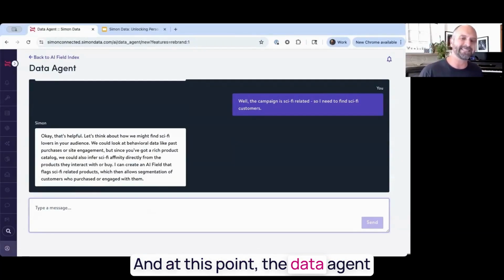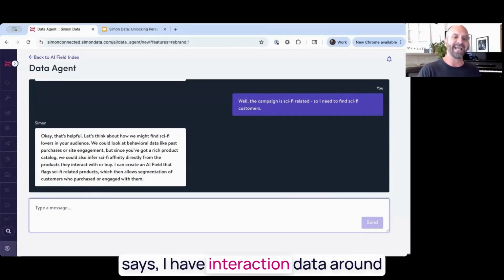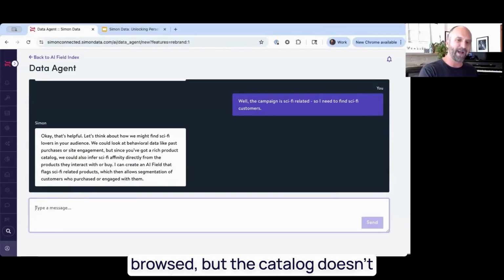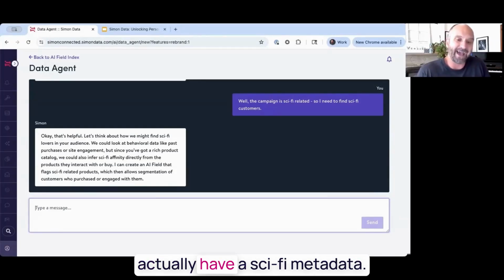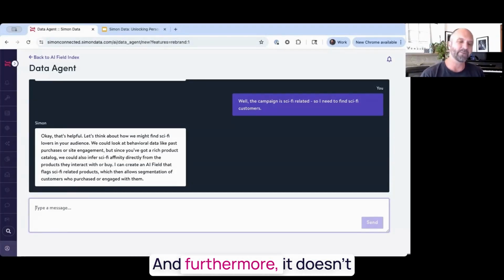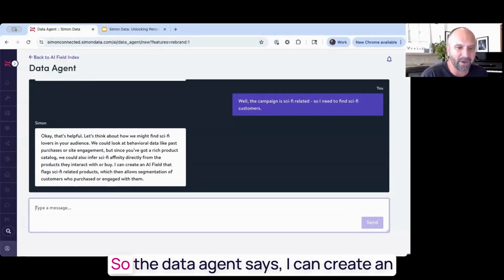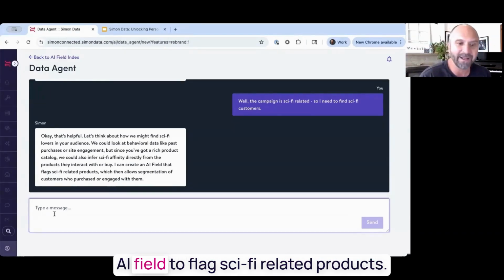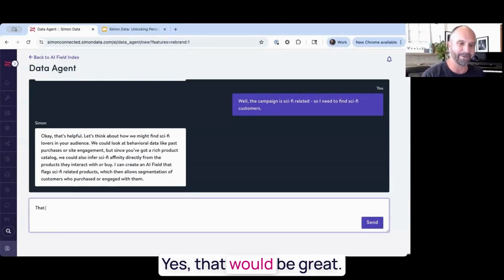And at this point, the data agent says, well, I have interaction data around how people have purchased and browsed, but the catalog doesn't actually have sci-fi metadata. It doesn't have this as a category. And furthermore, it doesn't have some of the sub-traits around what type of sci-fi it is. So the data agent says I can create an AI field to flag sci-fi related products. Yes, that would be great.